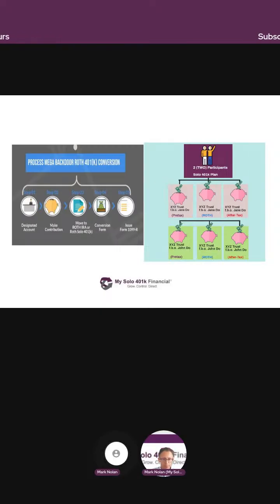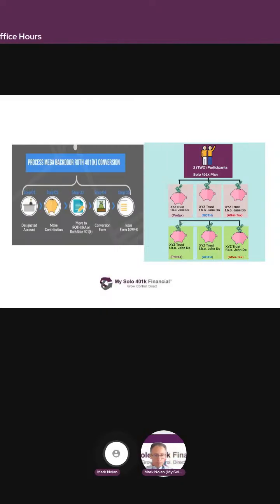However, each spouse is considered a participant in the plan, so they would each have separate participant accounts for each source of funds. Hence why this slide reflects a total of 6 separate holding accounts, aka bank or brokerage accounts, all under the same solo 401k plan, because there are 2 participants, and each participant can make pre-tax contributions, Roth solo 401k contributions, and voluntary after-tax solo 401k contributions.